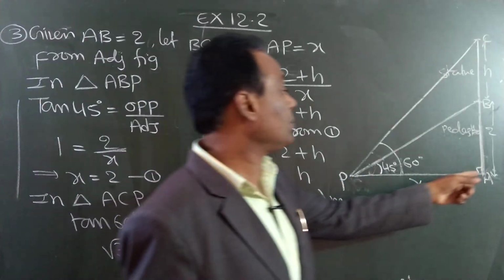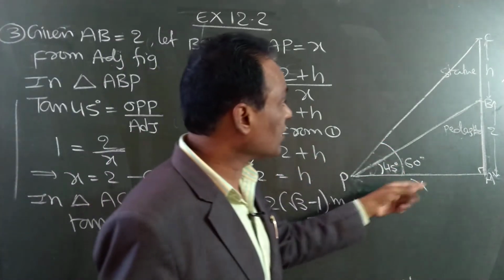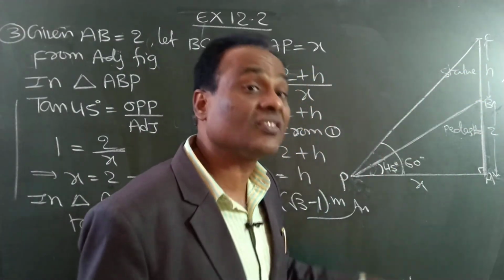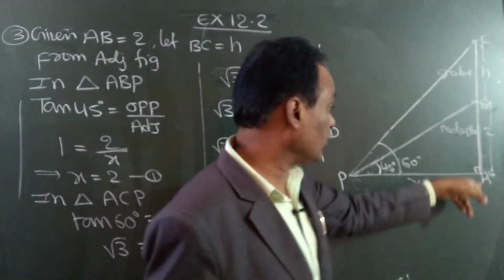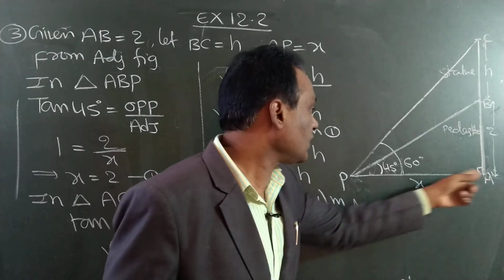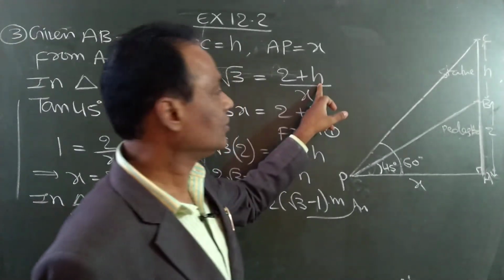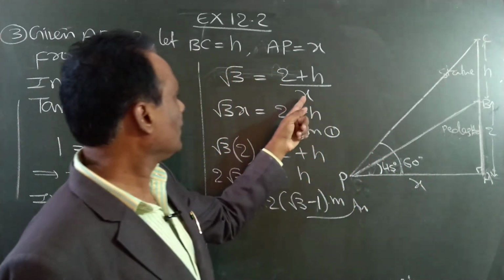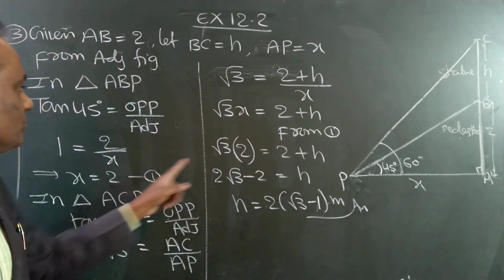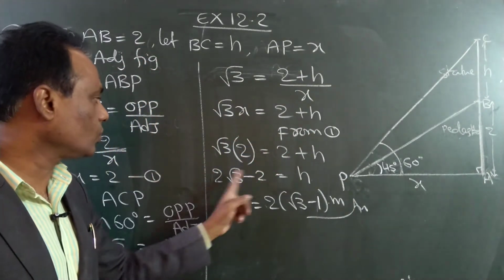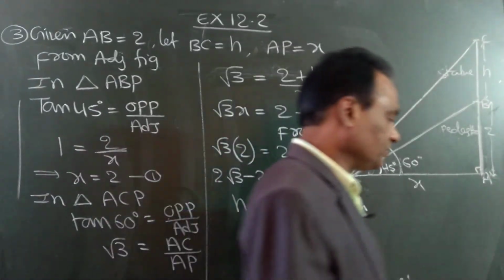So I am taking the bigger triangle, ACP. In triangle ACP, tan theta is equal to opposite by adjacent. What is theta? 60 degrees. Tan 60 is equal to opposite, which is AC, by adjacent, which is AP. AC means 2 plus H. Adjacent is X. Root 3 into X is equal to 2 plus H. X value is 2. 2 this side minus 2. 2 common, root 3 minus 1. H is equal to 2 into root 3 minus 1. Write it down. Write it fast.